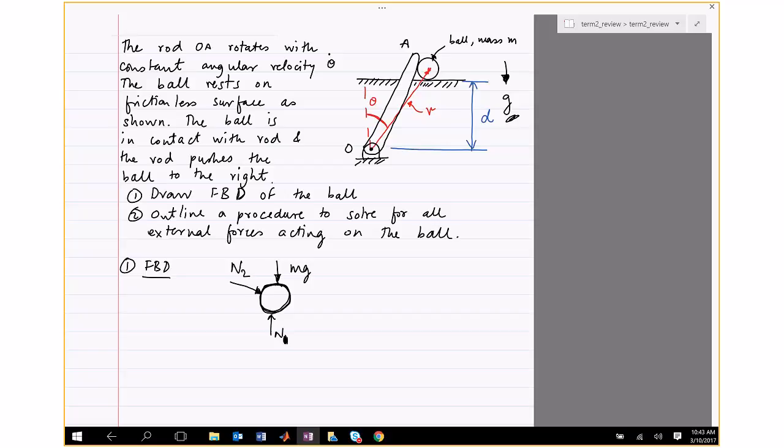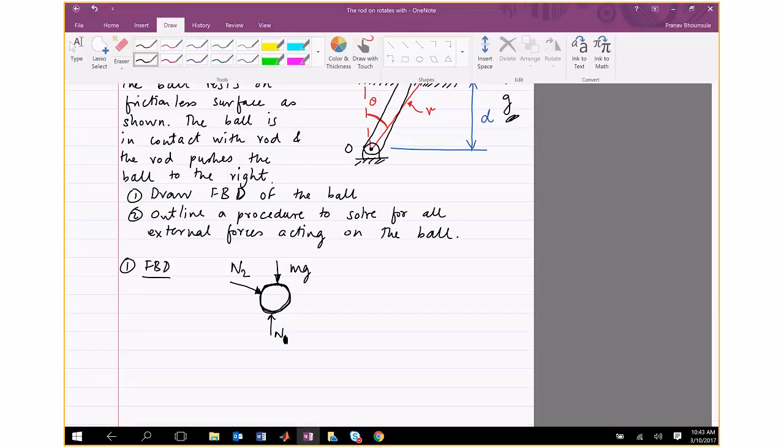What's the next question? Outline a procedure to solve for all external forces acting on the ball. So since the question is find the forces, obviously I have to use kinetics, which is Newton's laws. Before I use Newton's laws, what do I do? Equations of motion. But before I write the equations of motion, they need to be inserted in the frame of reference. What's the frame? What would I use? Cartesian?